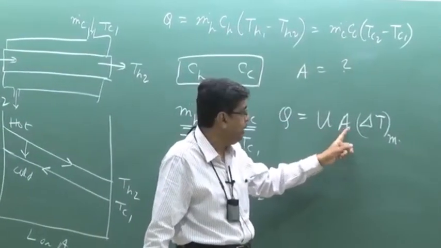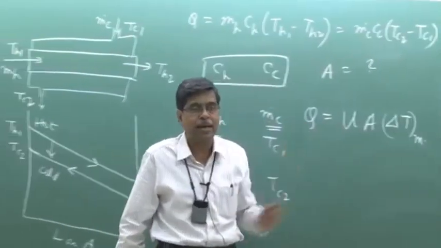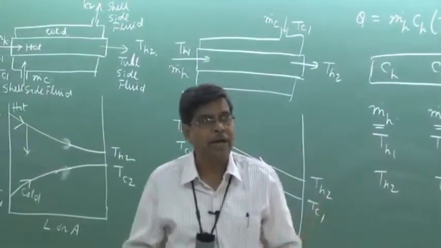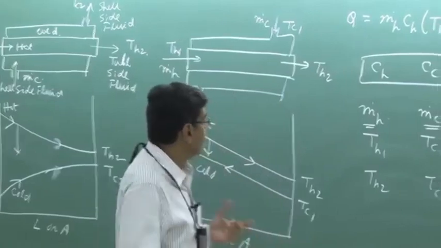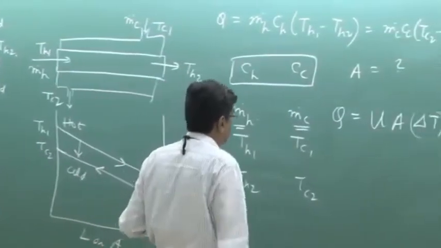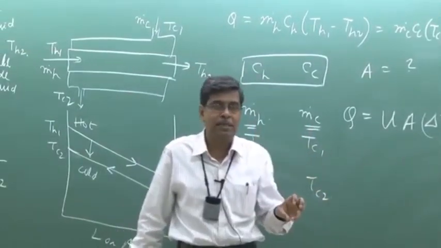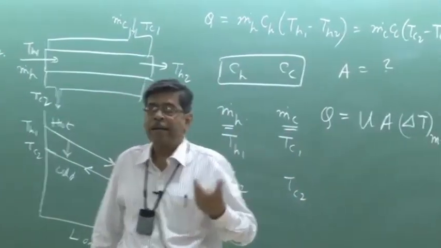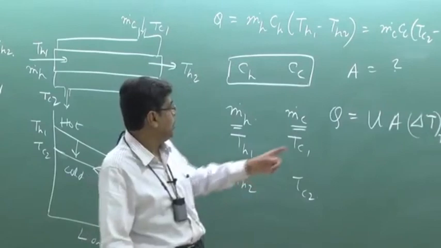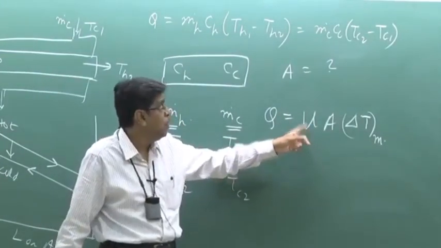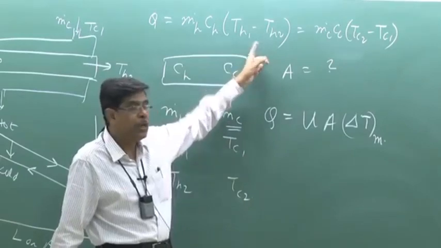UA delta T, some mean temperature difference, where A is the area based on which overall heat transfer coefficient is defined. That means basically this is the definition of overall heat transfer coefficient, but it is the other way in practice. The overall heat transfer coefficient is given, so in a practical problem we have to find out the area based on which U is given when we know the Q.